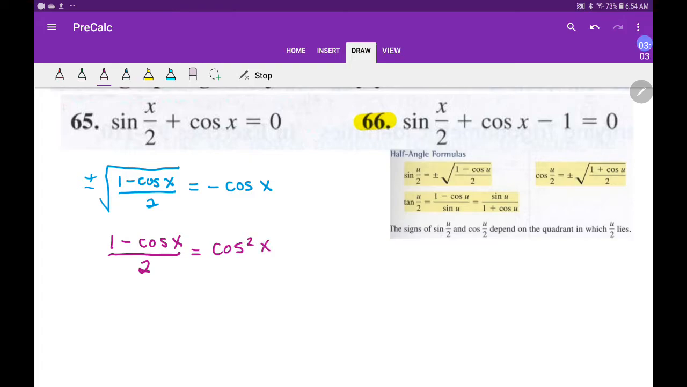I squared it, so the negative goes away. And then, let's see, I'll multiply everything by 2. And I'm going to move this cosine squared x to the other side. Switch sides here. And then I'm going to say cosine squared x plus cosine x minus 1 equals 0. Okay, so I just rearranged some things after I squared both sides.